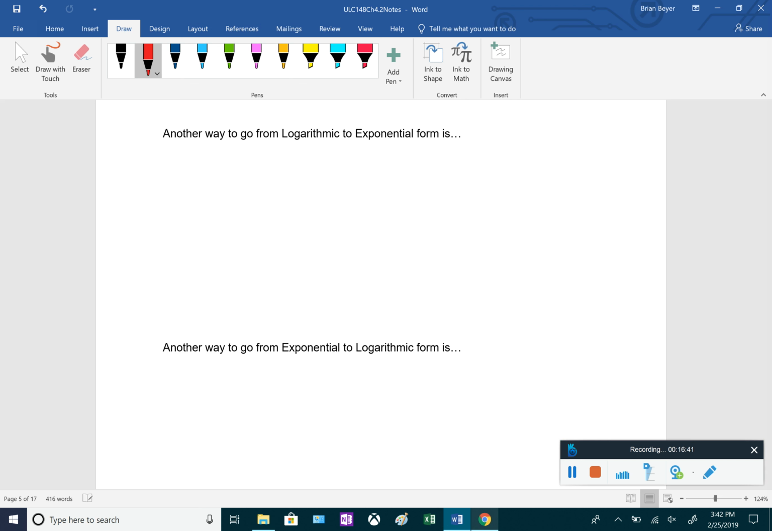So let's say we're starting with logarithmic form here. Let's say we have x equals log base b of y. And we try to put this into exponential form. So hopefully by now you can maybe figure out, if you think about it for a second, this is going to be b to the x equals y in exponential form.